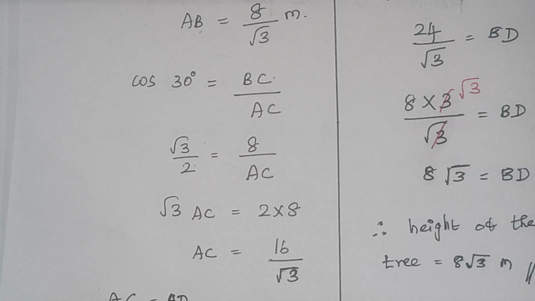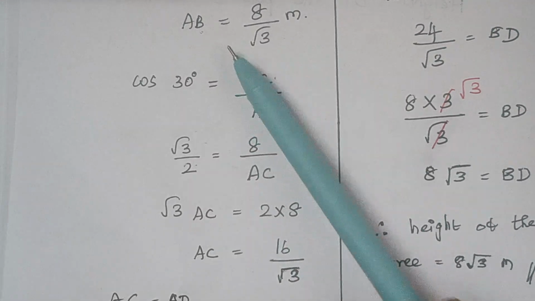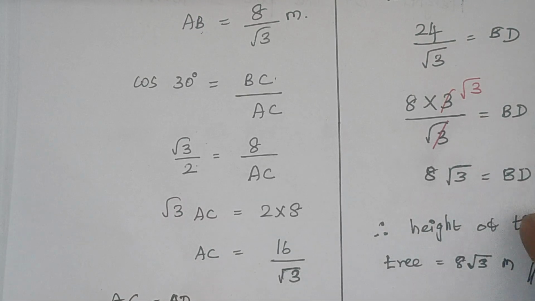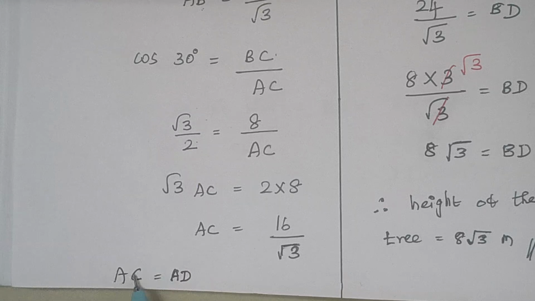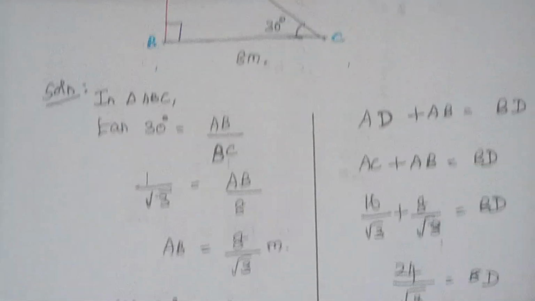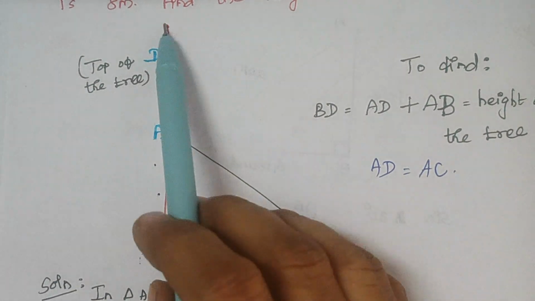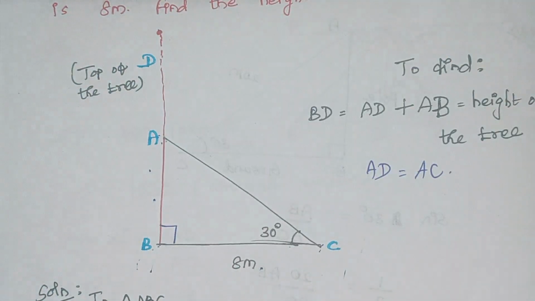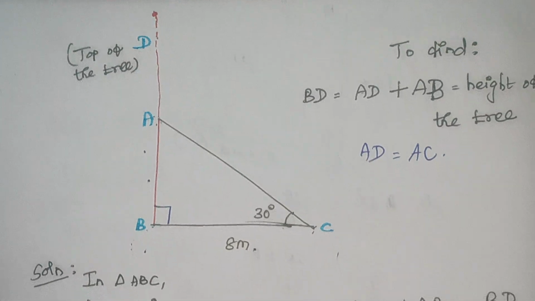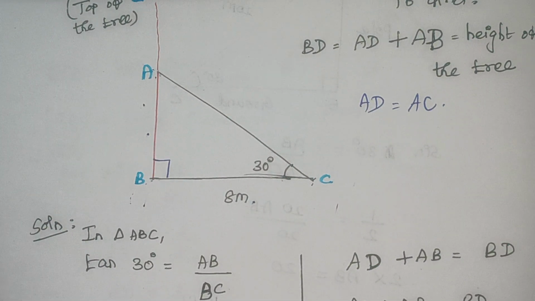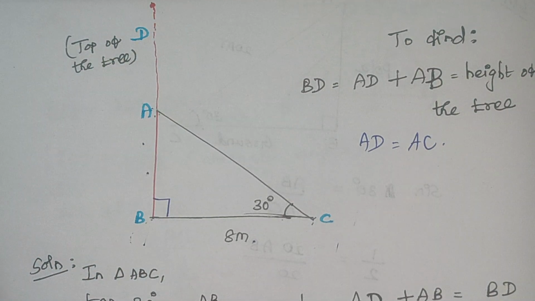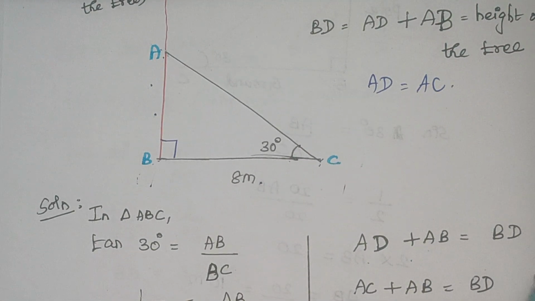Right. So we have calculated the value of AB as well as AC. Right. So as I said, the value of AC is equal to AD. Why? Because this broken part lies down here. So this is equal to this, right? So now we are finding the height of the tree. The height of the tree is BD. So here it is AD plus AB is equal to BD.